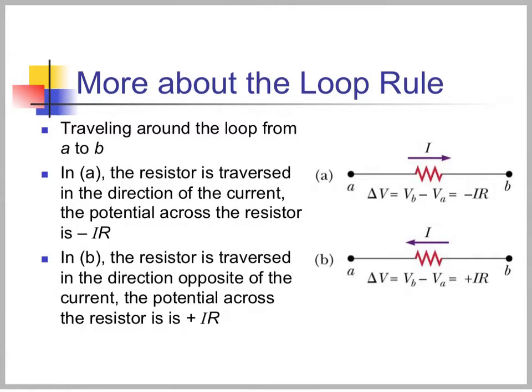For the loop rule, the direction that I go around the loop is going to matter. So if I'm looking at the potential difference, I'm going around from A to B, and current is going in the direction of A to B, then the potential difference from A to B is minus IR, because I'm losing energy as I go from A to B. However, if I'm going from A to B and I'm going against the current, the potential at point A is less than at point B. So as I go across this circuit element in this direction, I'm going to get a plus IR.